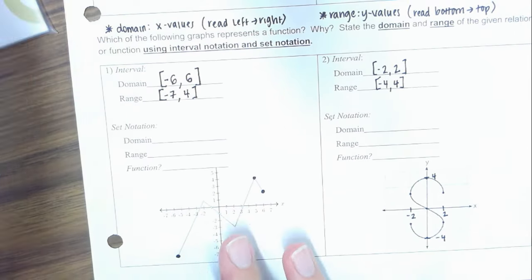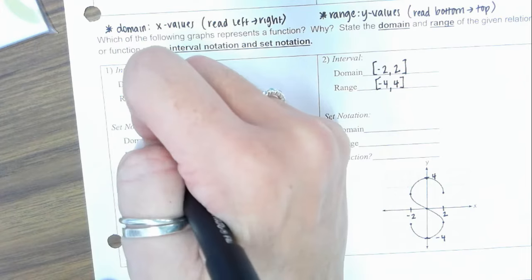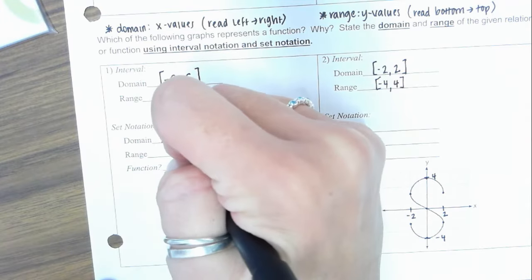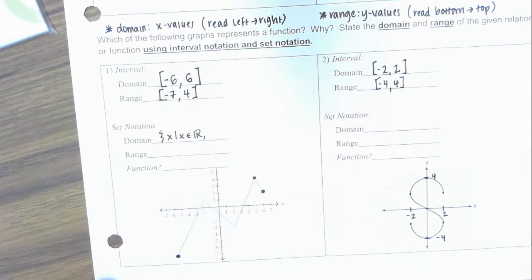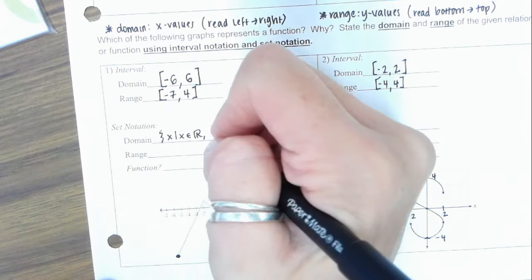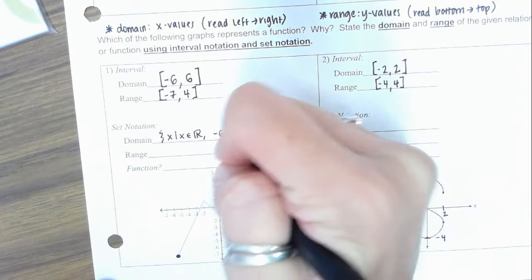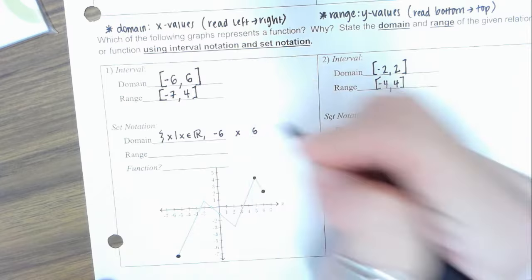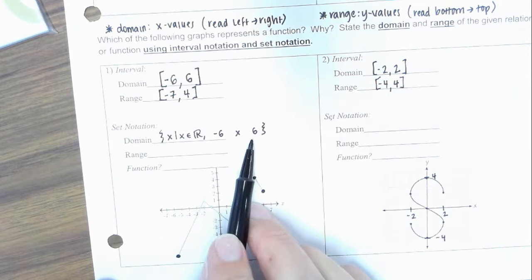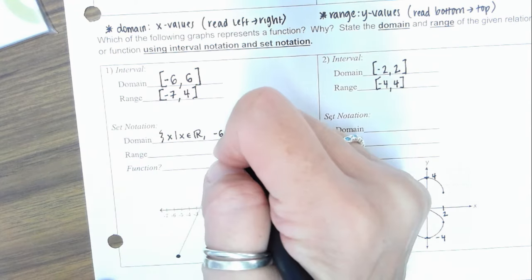So for graph number 1, the domain we said was from -6 to +6. So I'm going to write out my set notation. My curly bracket, and I'm going to write out X such that X is an element of the real numbers. And basically, since our X values are between -6 and +6, this is going to be one of those double inequalities. I'm going to put -6 here, I'm going to put X in the middle, and I'm going to put +6 here. I'm going to close my curly bracket, and then I'm going to decide what symbols to put here. Since these are both hard brackets, that means that they're going to be included.